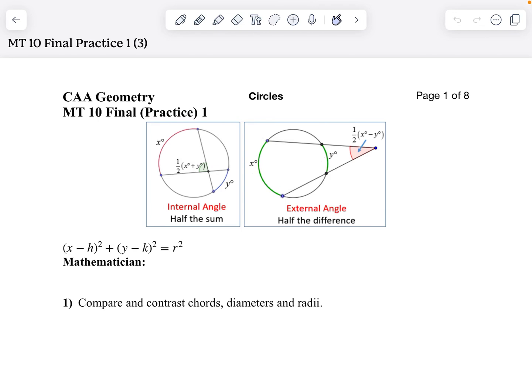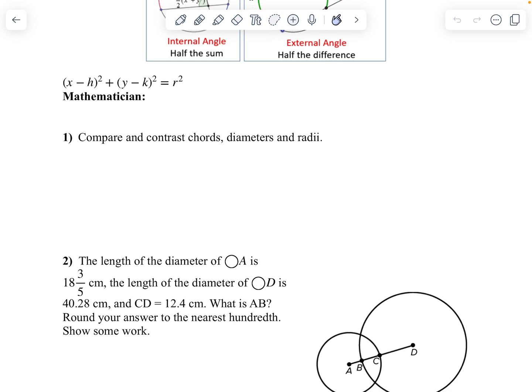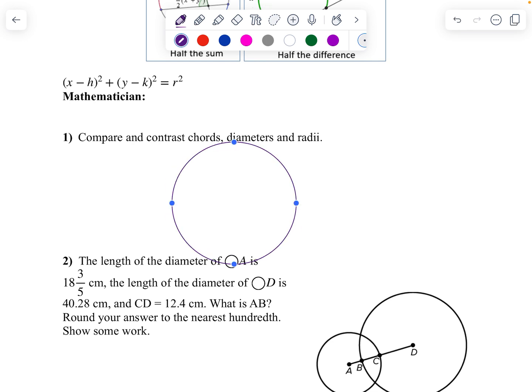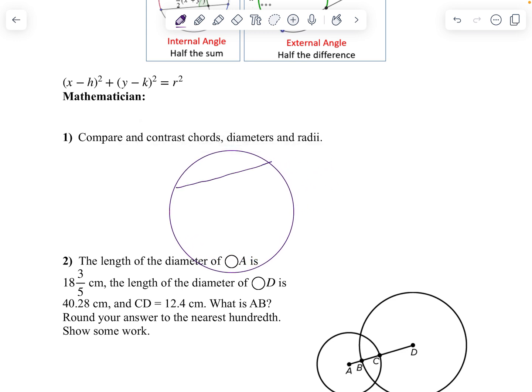Let's take a look at your MT10 practice test. First thing I want you to do is compare and contrast chords, diameters, and radii. So we've got a circle, and a chord connects any 2 points along your circle. That's all a chord does.